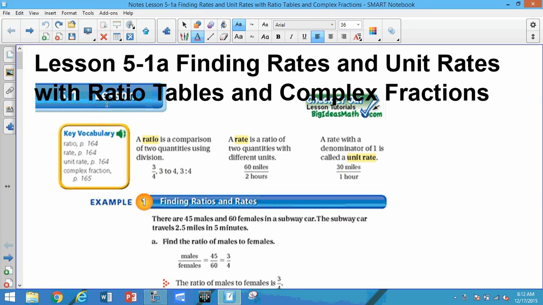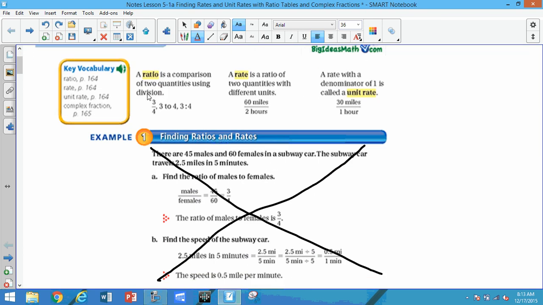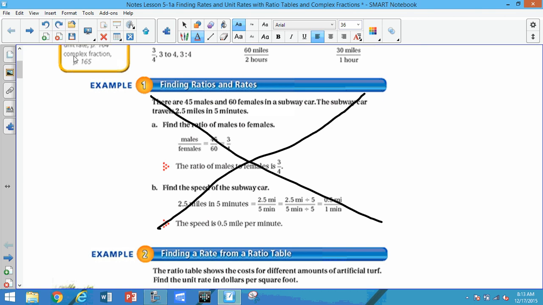Okay, today's lesson is 5-1A. The A is because it is 5-1 in your book, but we already did a lesson on rates and unit rates, and I wanted to make sure that we separated this lesson into two parts because it's a lot to make it all into one. So some of this information you already had from the previous lesson. So this first part we aren't going to do.